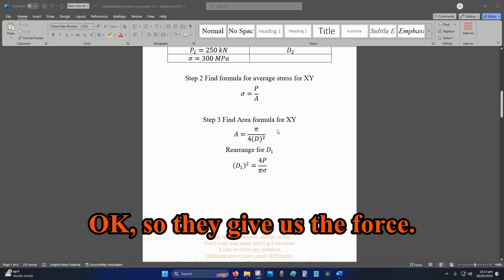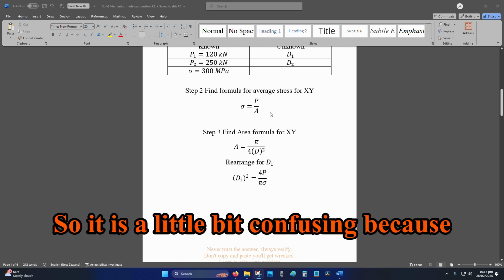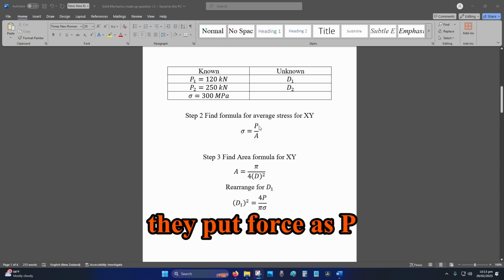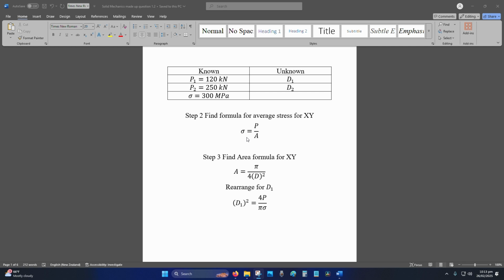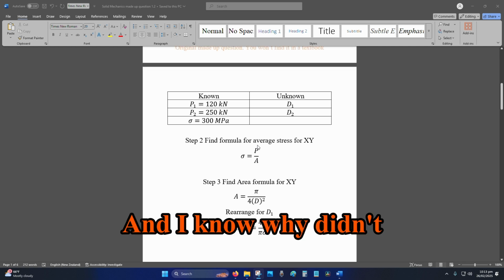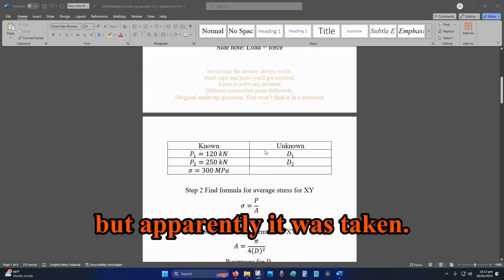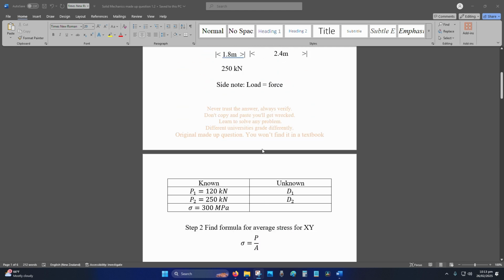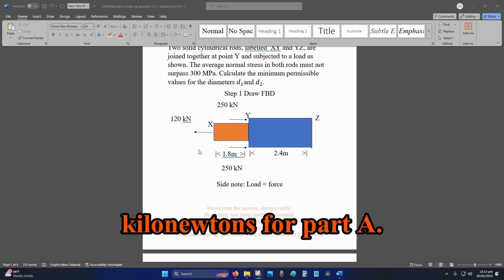Okay, so they give us the force. So it is a little bit confusing because they put force as P and pressure as sigma. And I know, why didn't they just use F for force? It would have made so much more sense. But apparently it was taken. Okay, so P in this instance is 120 kilonewtons for part A.